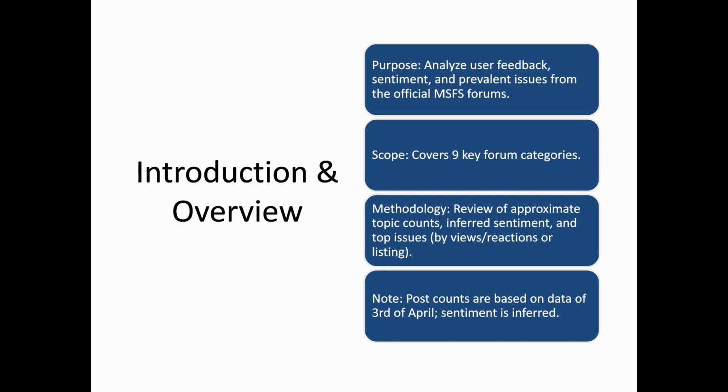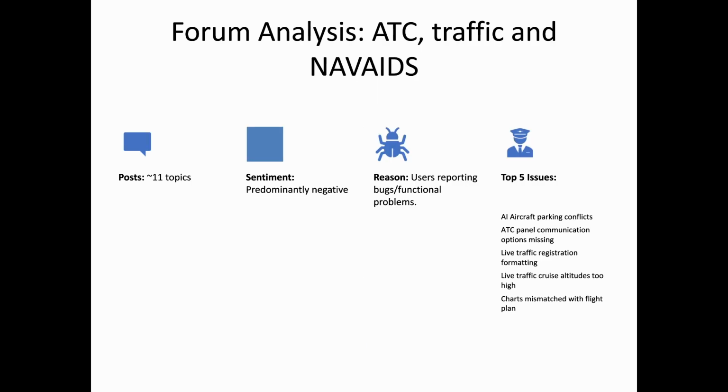And the method I used was I reviewed the approximate topic counts, the number of topics, then the inferred sentiment, as well as the top issues by views, reactions, or listing. This is done by scraping data, right? So it could be that it's not 100% correct, but it gives you a good idea. The data is up till the 3rd of April, somewhere at 9 o'clock. So that's pretty nice. So let's have a look.